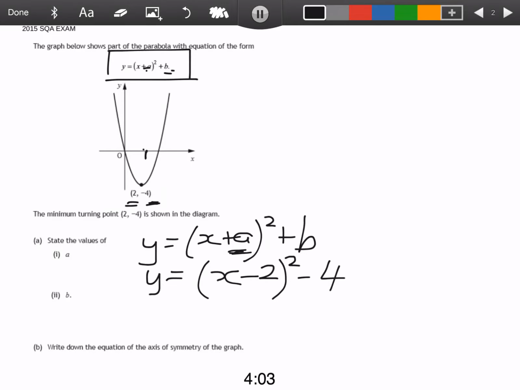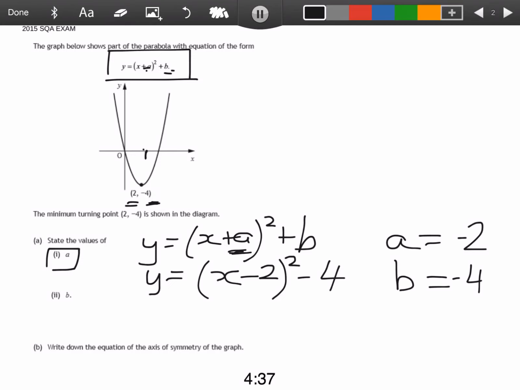Now just be careful. The question actually said find the value of a and b. Well, a is actually negative 2 then. Please make sure you answer the question. And it said what's the value of b? Well, b is negative 4. So that is our actual values. That is a negative 4. Let's see if I can make it more like a negative 4. That's a bit better.